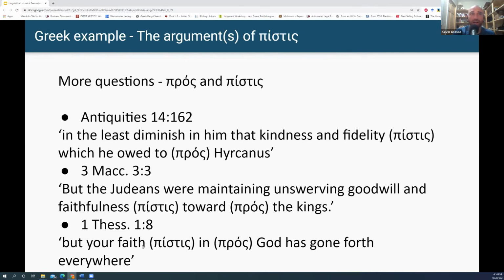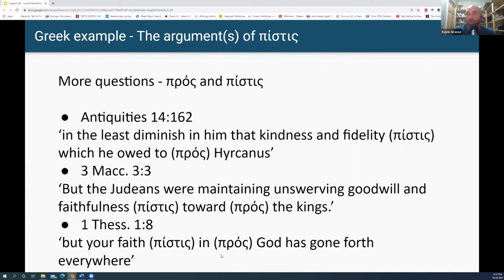Pistis can take en or eis or pros. In the New Testament, we have this sole example of pros with pistis. So if you were to argue with Matthew Bates, saying, does it really mean allegiance, the question would be not whether it really means allegiance, but when does it mean that, and what kinds of syntactic contexts give you that meaning?